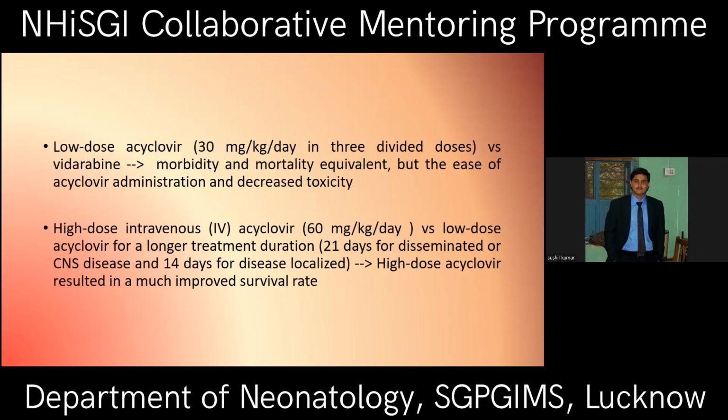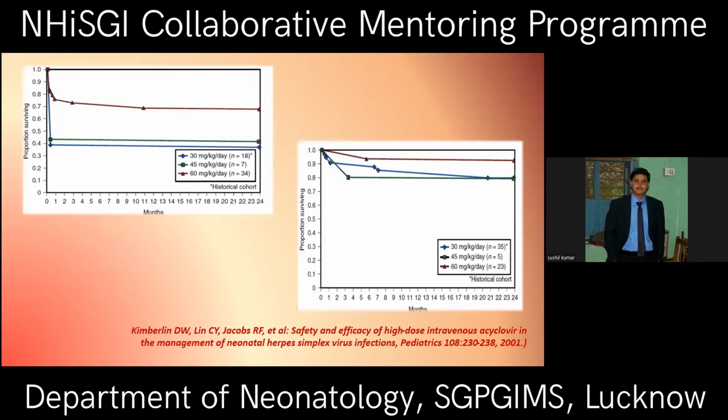Subsequently, we compared high dose acyclovir against low dose acyclovir for the treatment of neonatal herpes. It was found that high dose acyclovir had much improved survival rate and a lesser number of neurodevelopmental sequelae. So right now, high dose acyclovir, that is 20 mg per kg per dose in 3 divided doses, is the standard form of treatment of neonatal HSV, irrespective of any subcategories, that is SEM, disseminated, or CNS encephalitis.